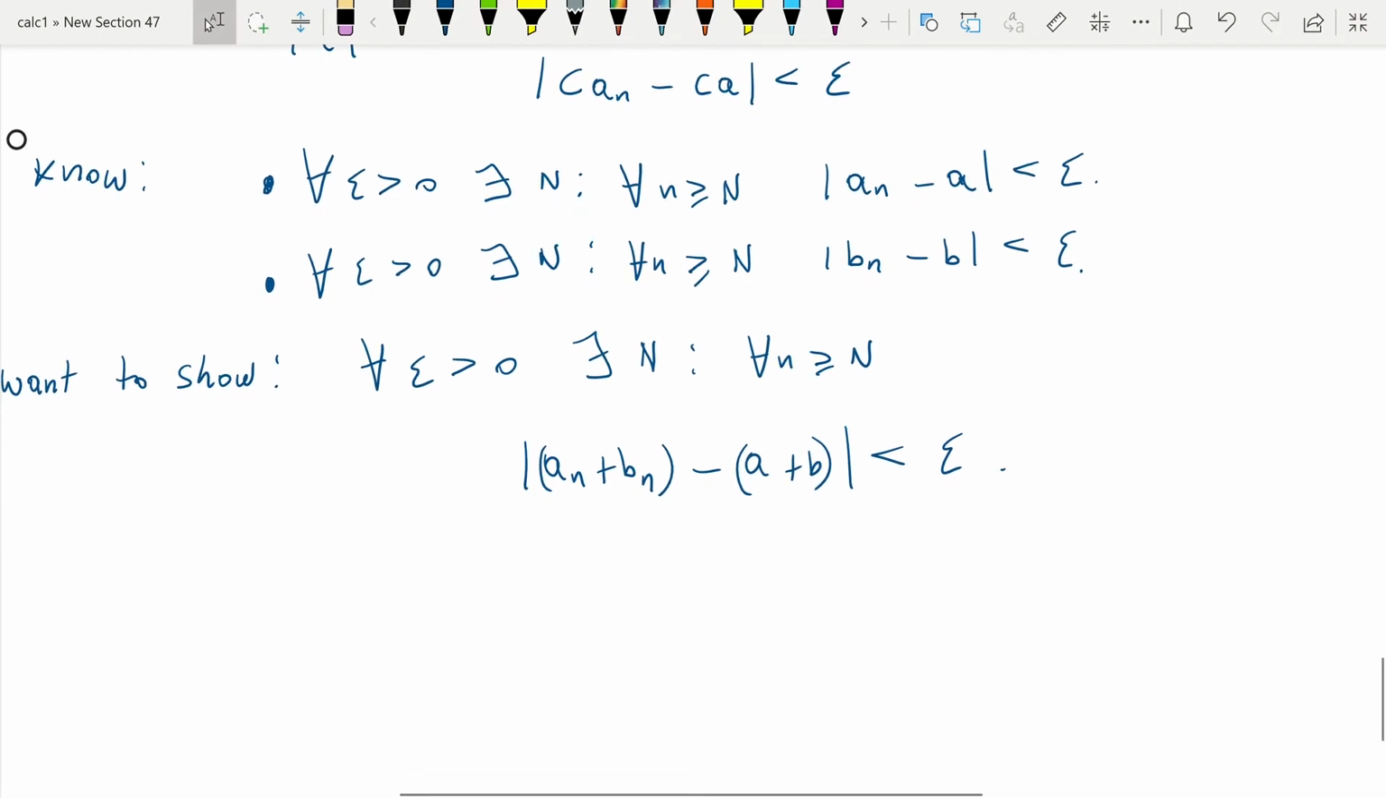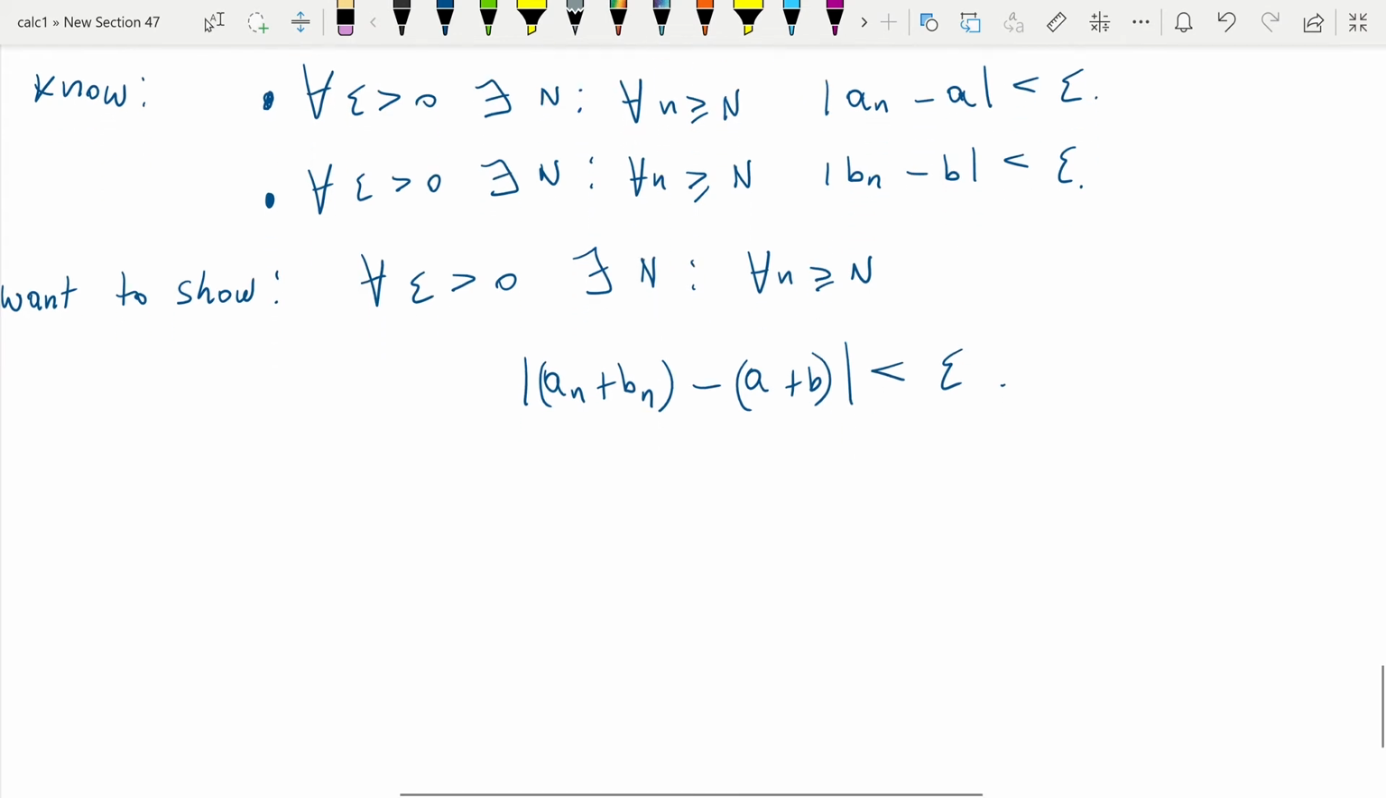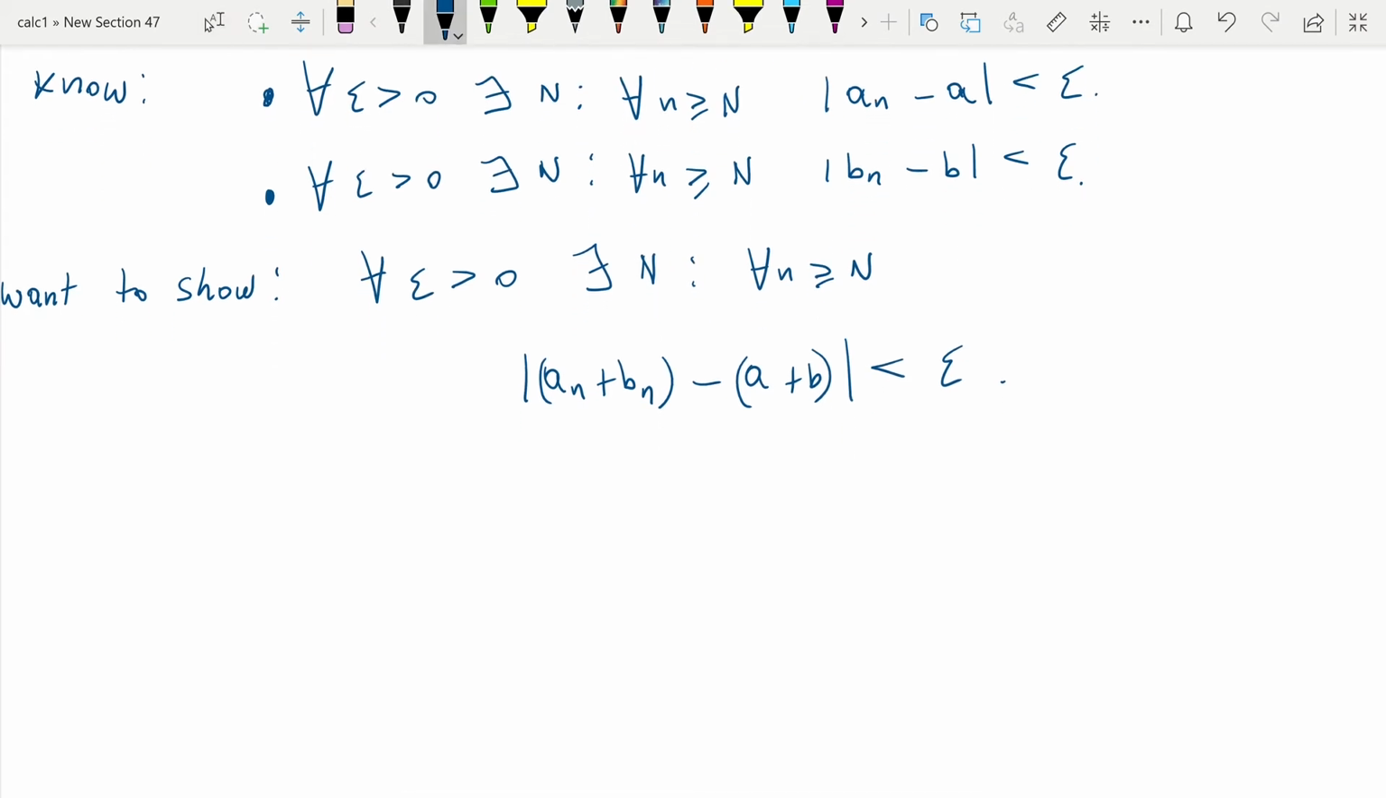So the limit is supposed to be a plus b. So the absolute value of a_n plus b_n minus (a plus b), in parentheses, which is the supposed limit, this is what we want to show. We want to show that the limit of a_n plus b_n is a plus b. Then that has to be less than epsilon for values of n greater than some N that depends on epsilon, and epsilon is arbitrary.